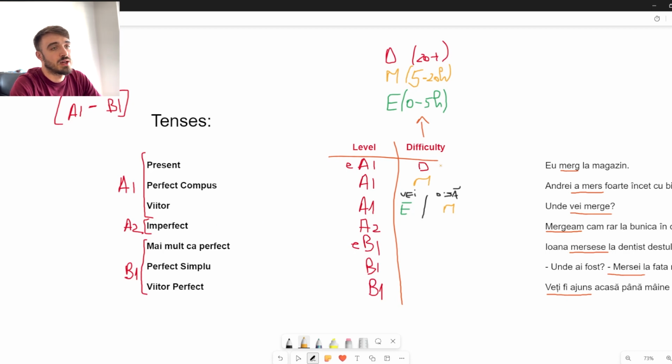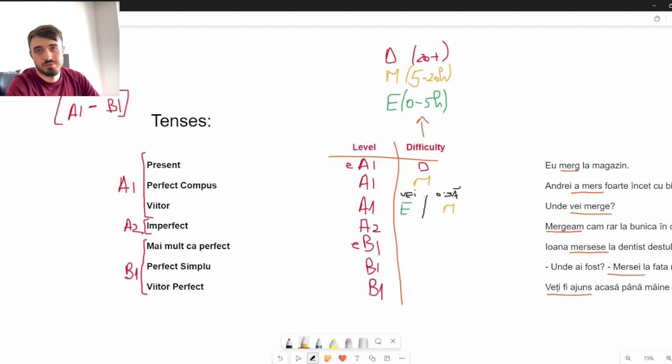Then, oh, by the way, a big important note here: all those difficulties are given based on the principle that you know the previous one. So if you know, for example, present, then you'll be medium to learn perfect compus.